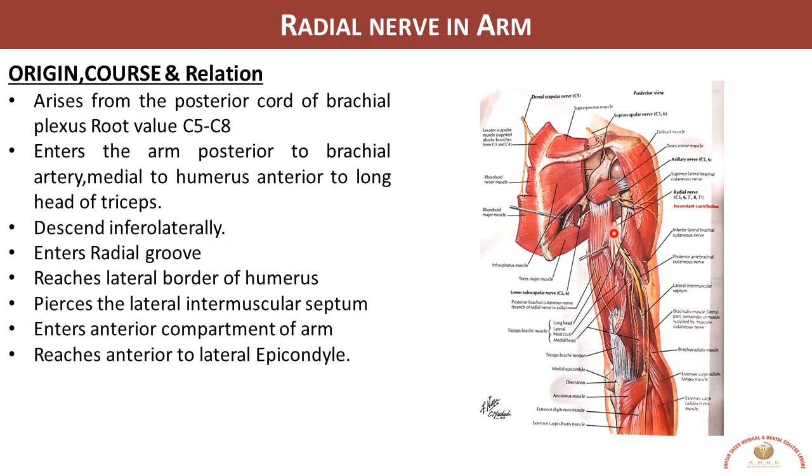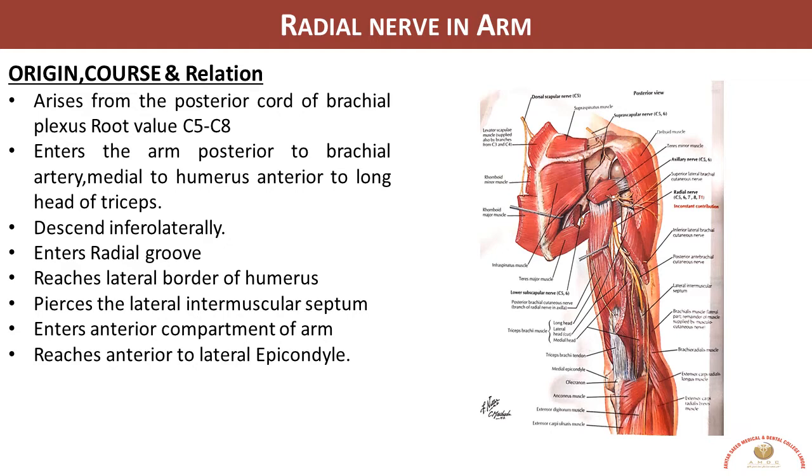Then it moves, you can see, inferolaterally and reaches the lateral side of the humerus. It enters the radial groove. Okay, then it moves from the radial groove and reaches the lateral border of the humerus, and just 5 cm below the deltoid tuberosity, it pierces the lateral intermuscular septum to enter the anterior compartment of the arm. Here it reaches the lateral epicondyle of the humerus.